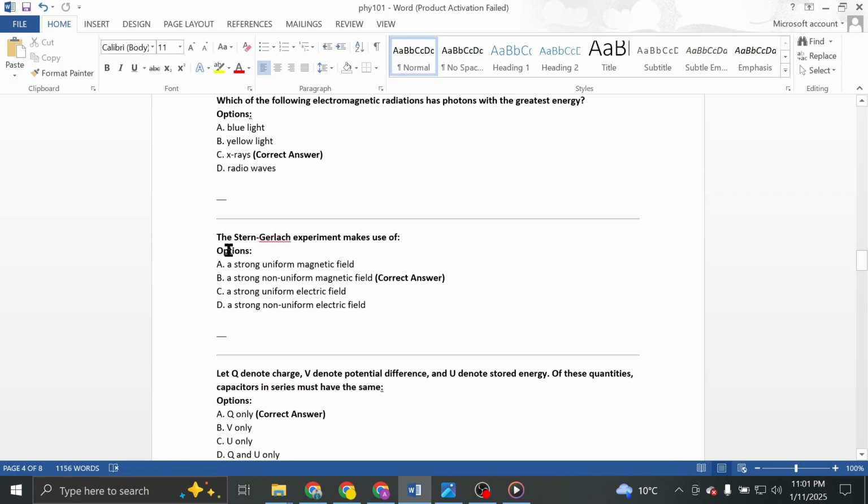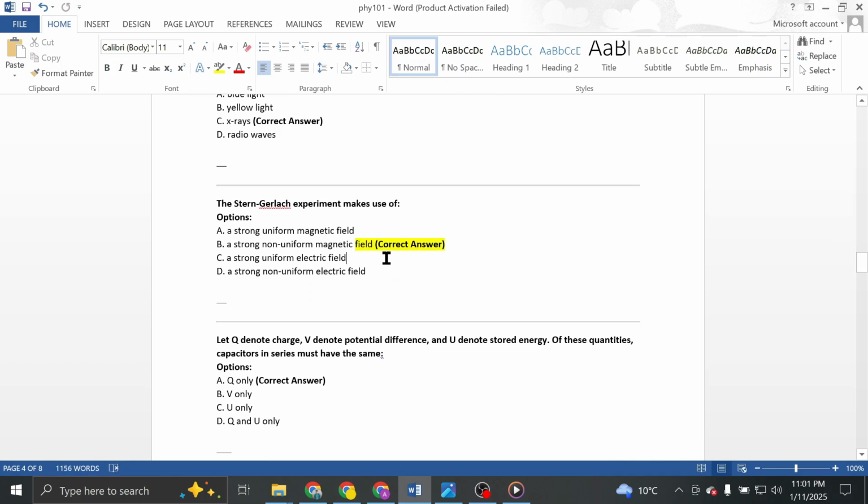The Stern-Gerlach experiment makes use of options: A. A strong uniform magnetic field. B. A strong non-uniform magnetic field. Correct answer. C. A strong uniform electric field. D. A strong non-uniform electric field.